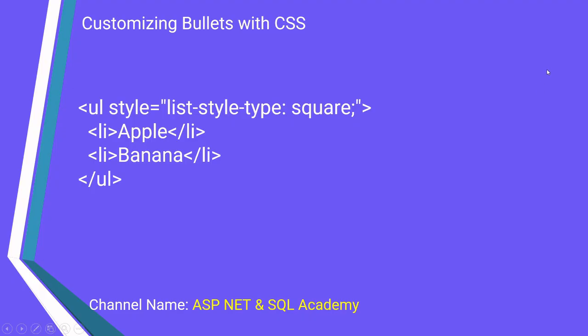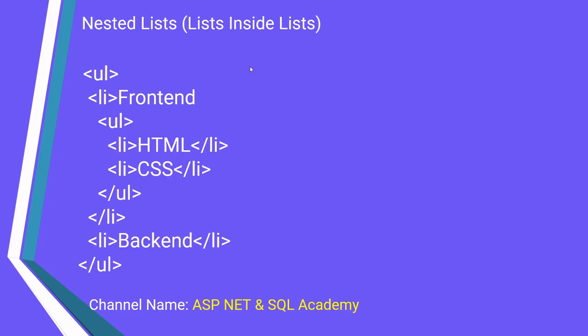You can create nested lists by placing a new list inside a list item. This is useful for categories and subcategories like front end and back end technologies.